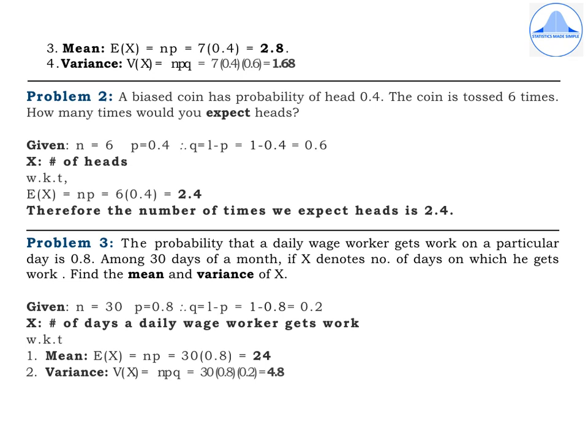Problem 2. A biased coin has probability of head 0.4. The coin is tossed 6 times. How many times would you expect heads? Now in this question, the word expect is highlighted, which means we need to find out what is E of x for the binomial distribution. Now how do we know that it is a binomial distribution?